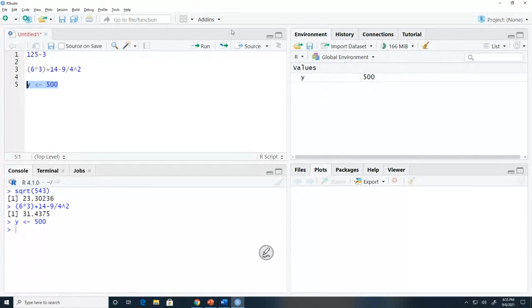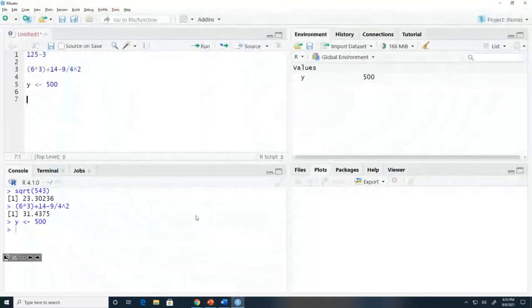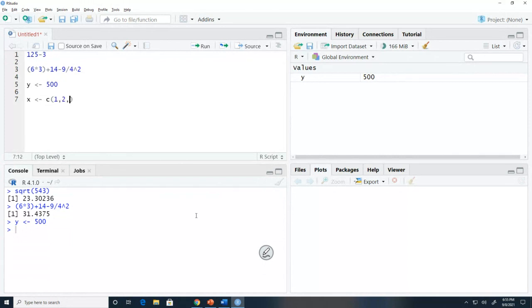The next is to make, let's assign a numeric vector x. We're going to use this c function, and it's going to combine those four terms into a vector. So x, assign, c, 1, 2, 3, 4.